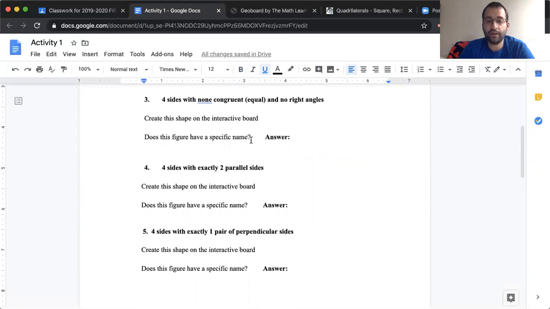So look at this carefully and see if you can figure out what these terms mean. Remember, parallel means that they never touch, like railroad tracks. They go up and down, never touch. Perpendicular, right, make the right angle. They touch and they make the right angle.